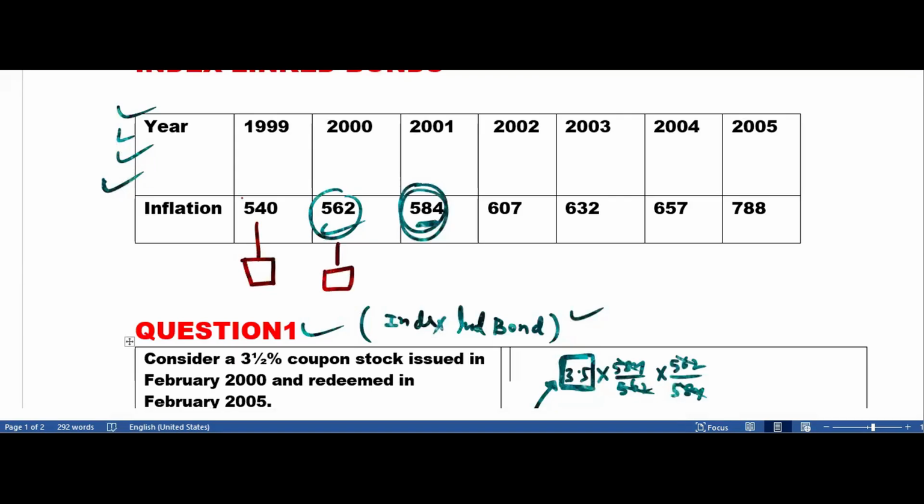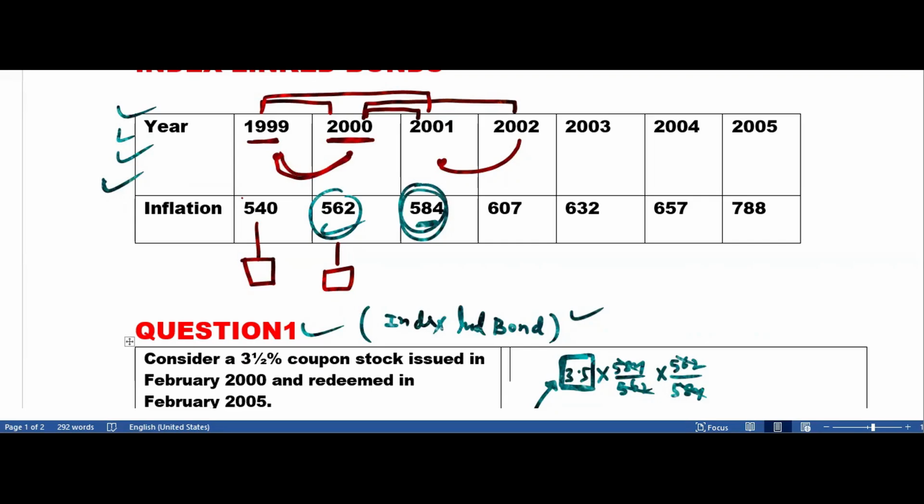That means instead of considering 2000, 2001, you consider 99, 2000. Instead of considering 2000, 2002, you consider 99, 2001. 1 year lag. That means for 2000 you consider 1999. This will remain constant because this is the time you purchase. 1 year lag will be 1999. That way you have to take 1 year time lag.